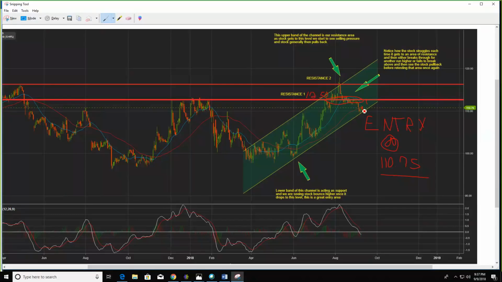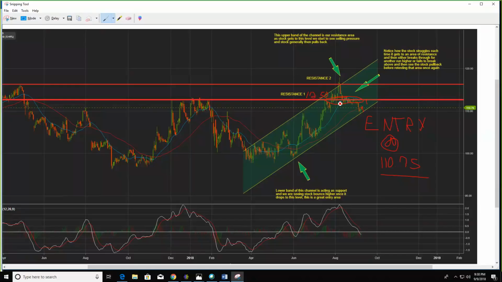So like I said, if it gets up to that 112.50, you see it struggle, and then the next day you have a red candle and it starts to go a little bit lower, that's your time to exit the trade, as it might go back down to the support again. You want to lock in your profits and wait for the next entry signal.